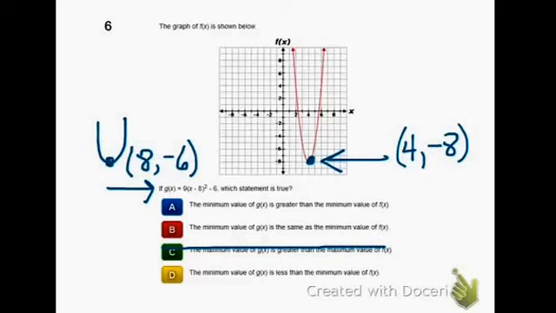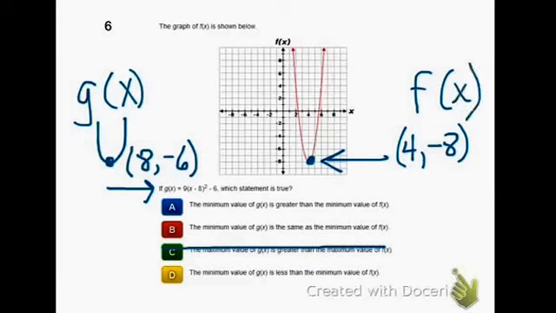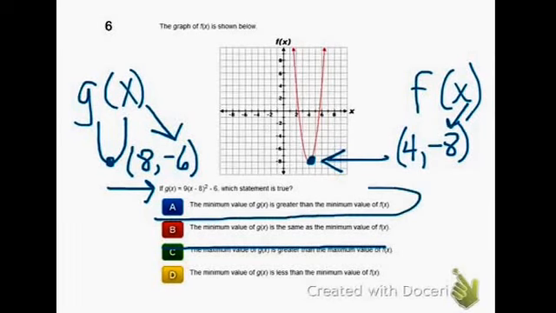So which one is greater? This is the g of x function, and this is the f of x function. Well, I know that negative 6 is going to be larger than negative 8. So the minimum value of g of x is greater than the minimum value of f of x. That would be my true statement.